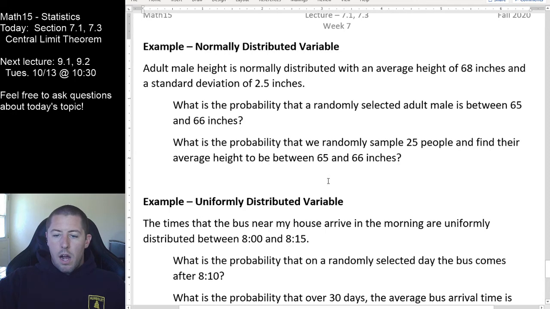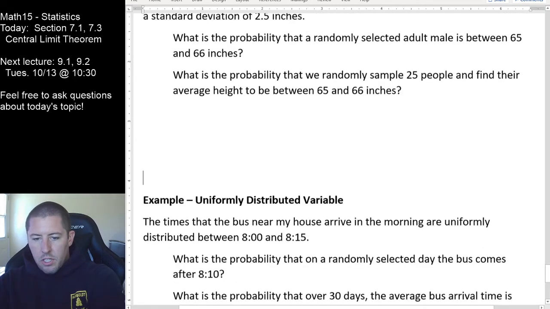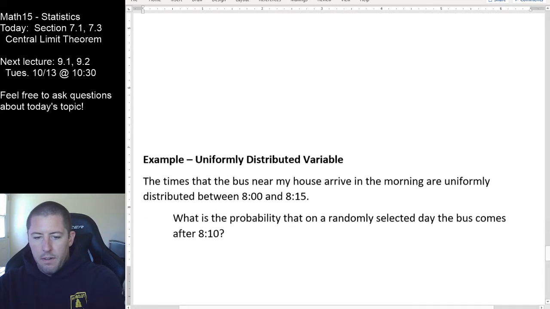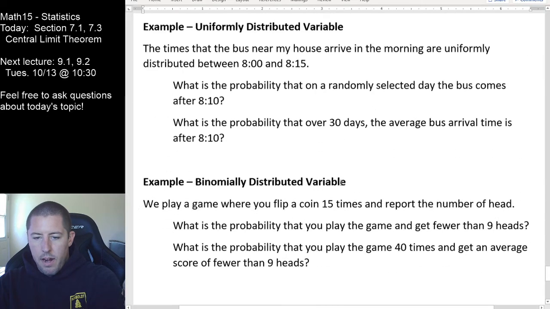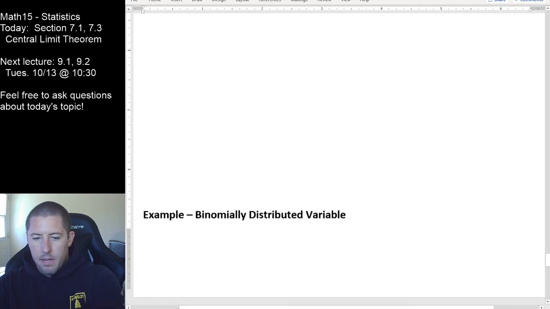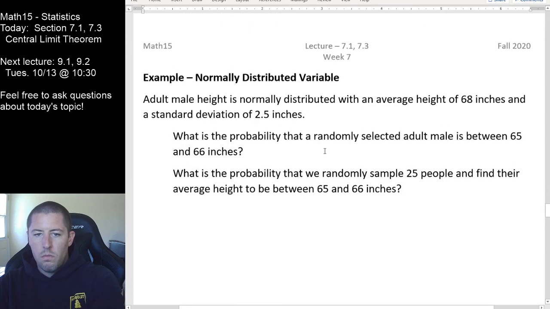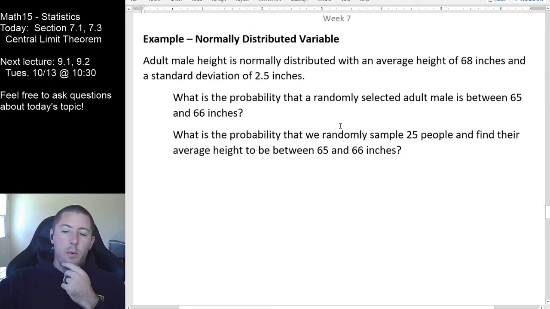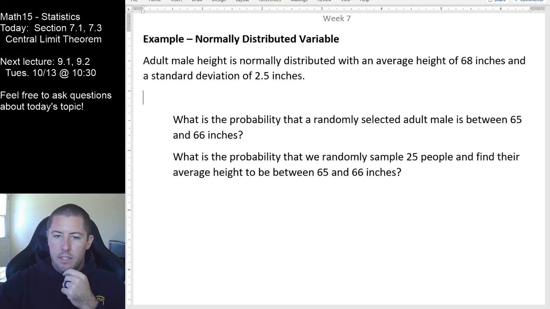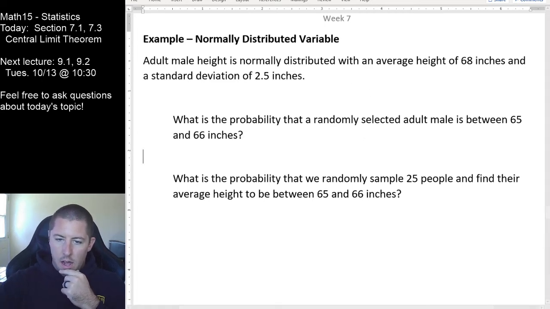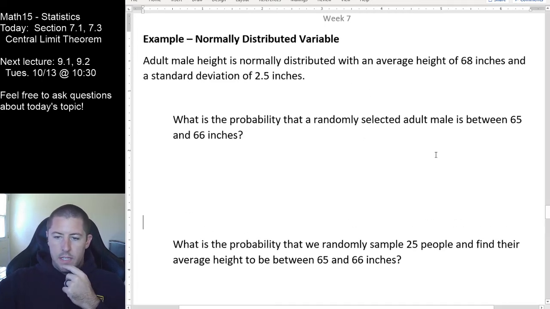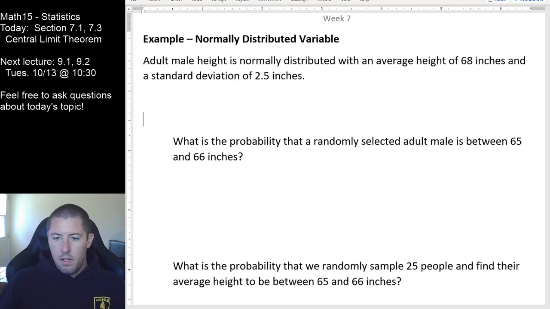I'm going to give myself a whole page for each of these. I know I'm going to end up writing way more than I think I will. All right, so first example, starting with a parent distribution that is normally distributed. I want to draw some pictures for each of these. So here's what I'm seeing first.